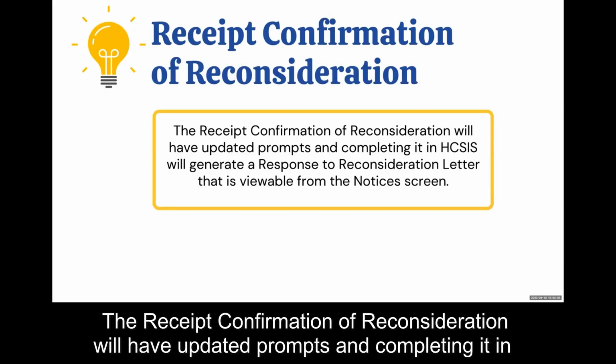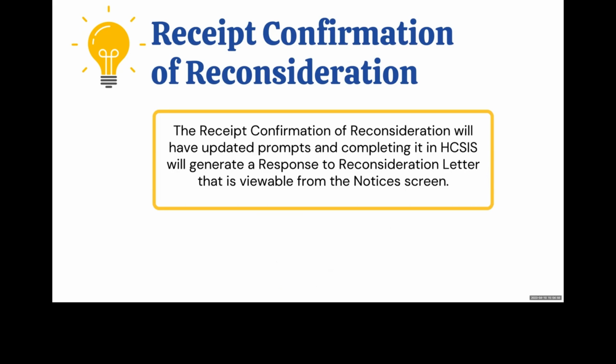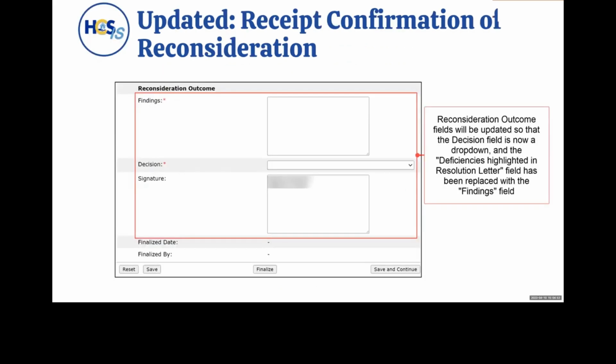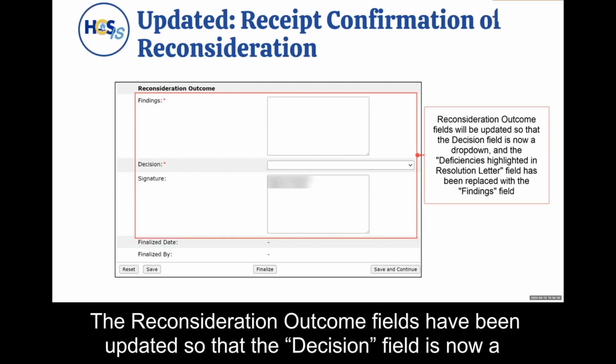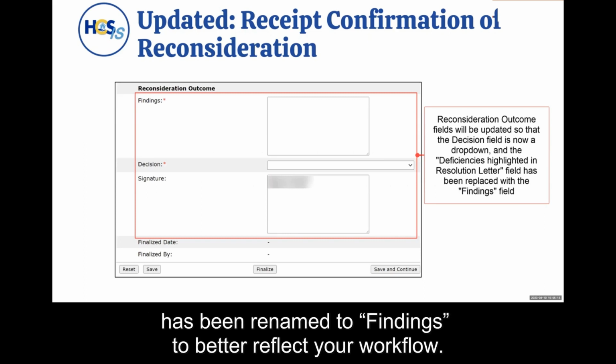The receipt confirmation of reconsideration will have updated prompts, and completing it in HCSIS will generate a response to reconsideration letter that is viewable from the Notices screen. The reconsideration outcome fields have been updated so that the decision field is now a dropdown. Additionally, the field deficiencies highlighted in the resolution letter has been renamed to findings to better reflect your workflow.